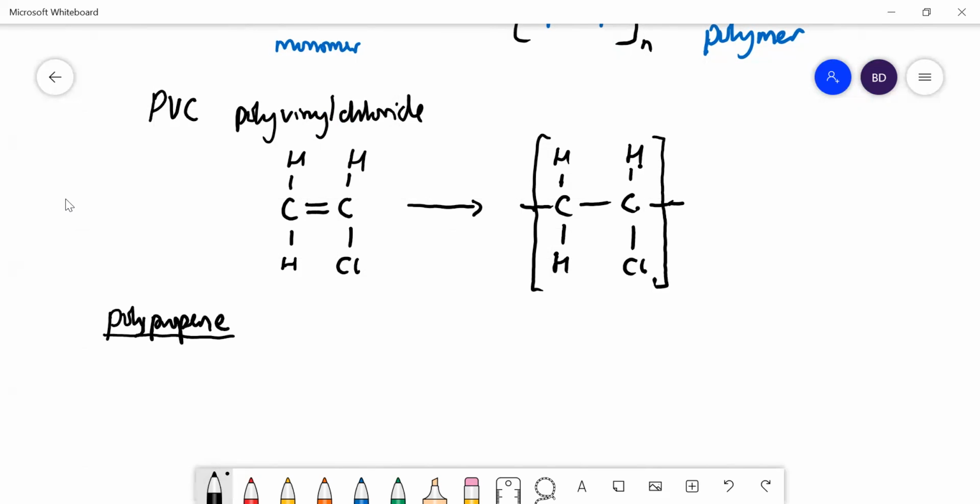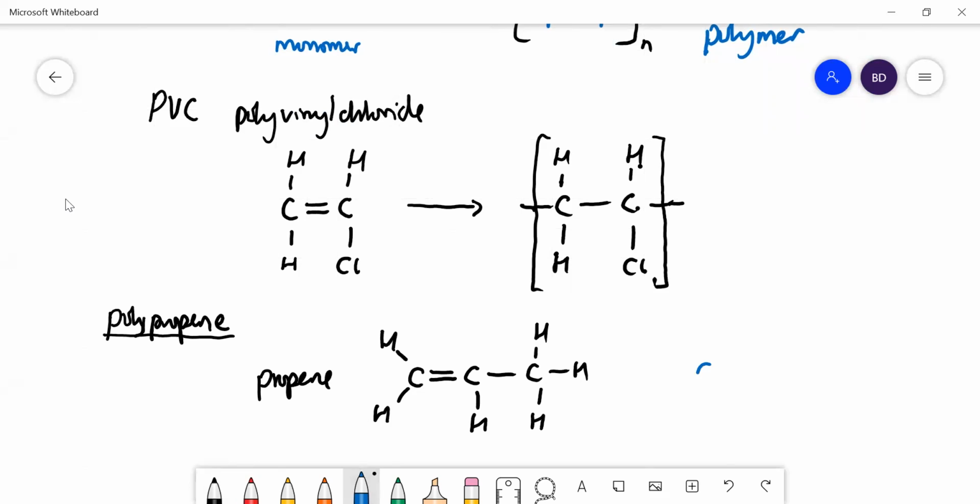Okay, now the monomer is actually propene. So let's draw propene. And so propene looks like this. Right, so how is that going to polymerize? Well, the easiest way to think about it is if we just compare it to ethene. So I'll draw ethene here. And you're going to break the bond between those two carbons, okay? So you're going to break that double bond there. In this case, you're going to break that bond there.